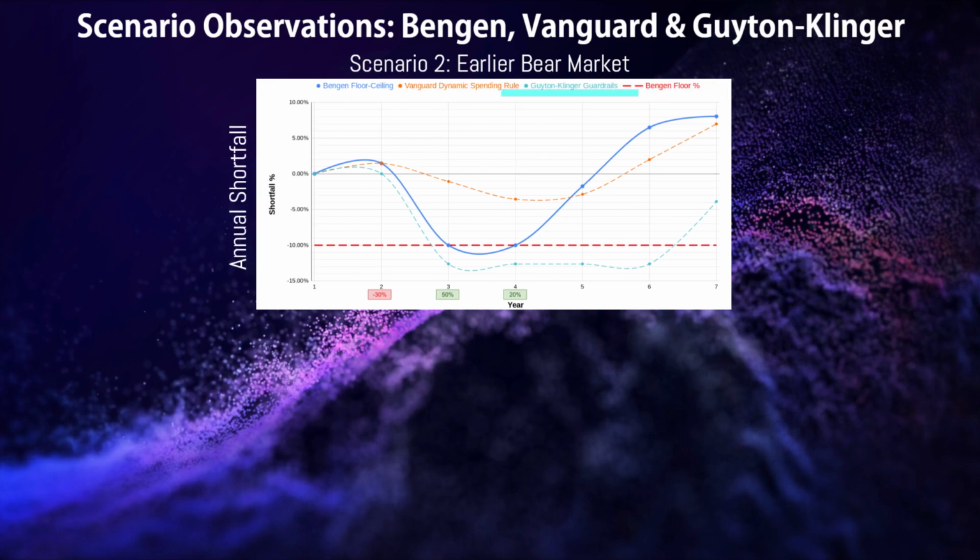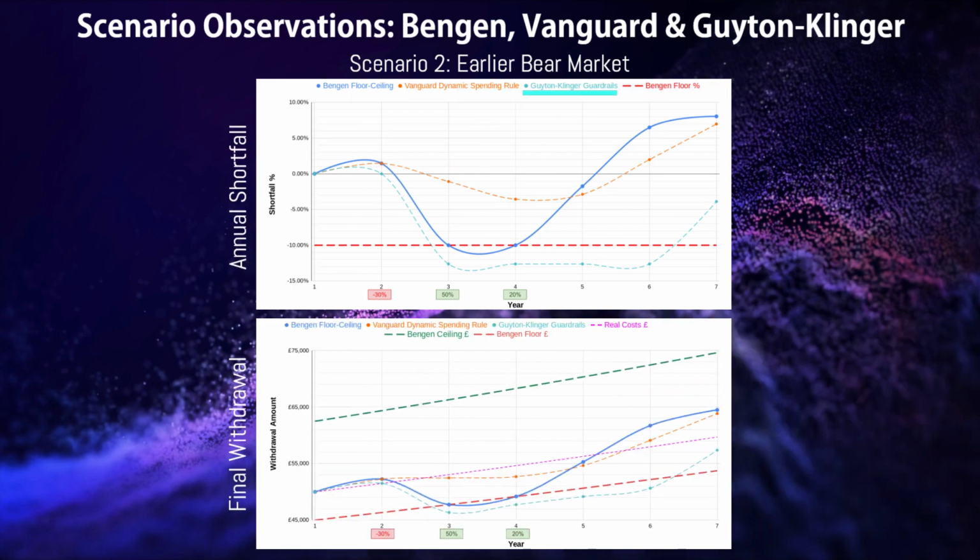Moving on to Scenario 2, Guyton-Klinger is even more conservative than in Scenario 1, due to the earlier bear market. The first time it increases withdrawals significantly is in year 7, 5 years after the market crash. That's a long time to stay underwater. Vanguard remains the least volatile, but again, caution is needed for extended market downturns.